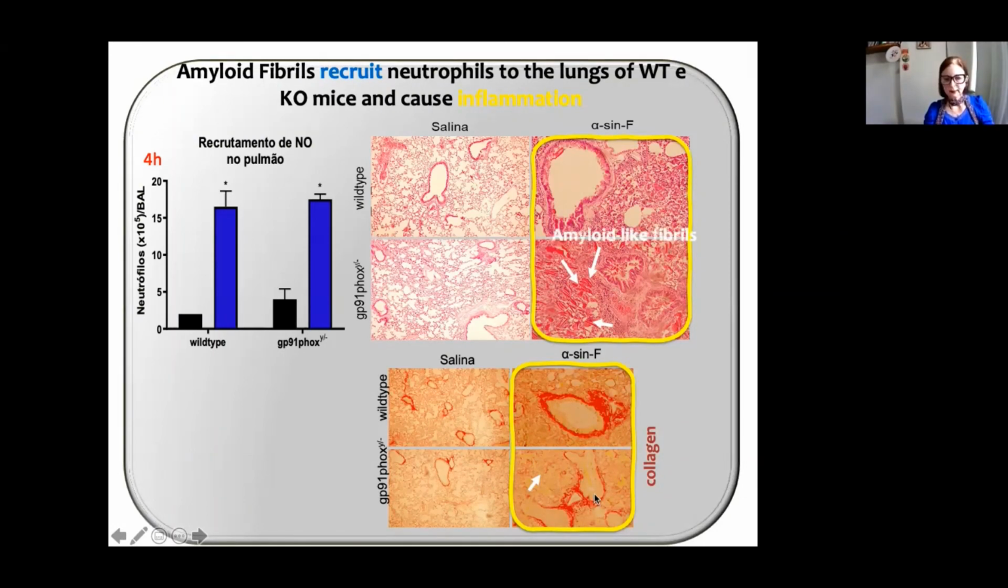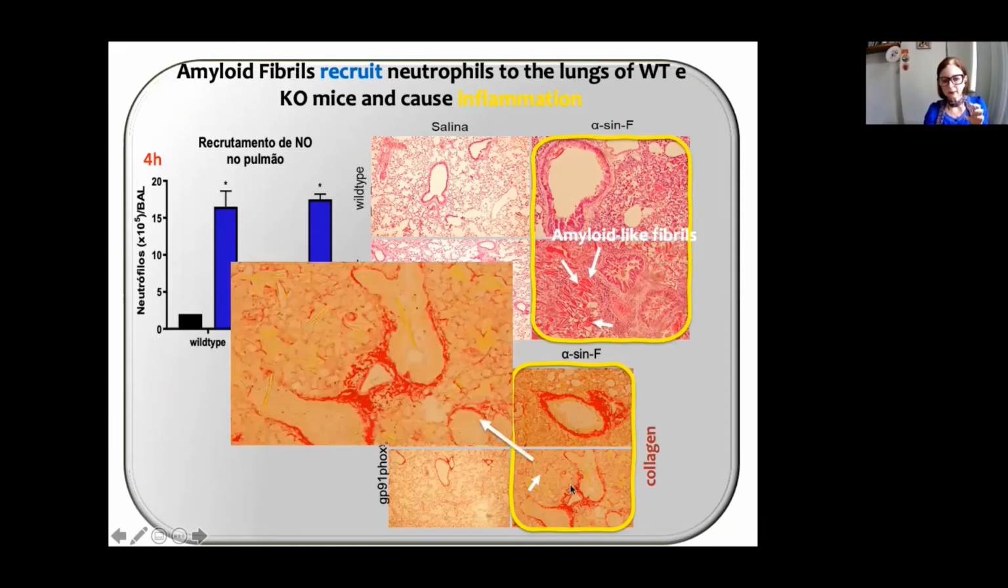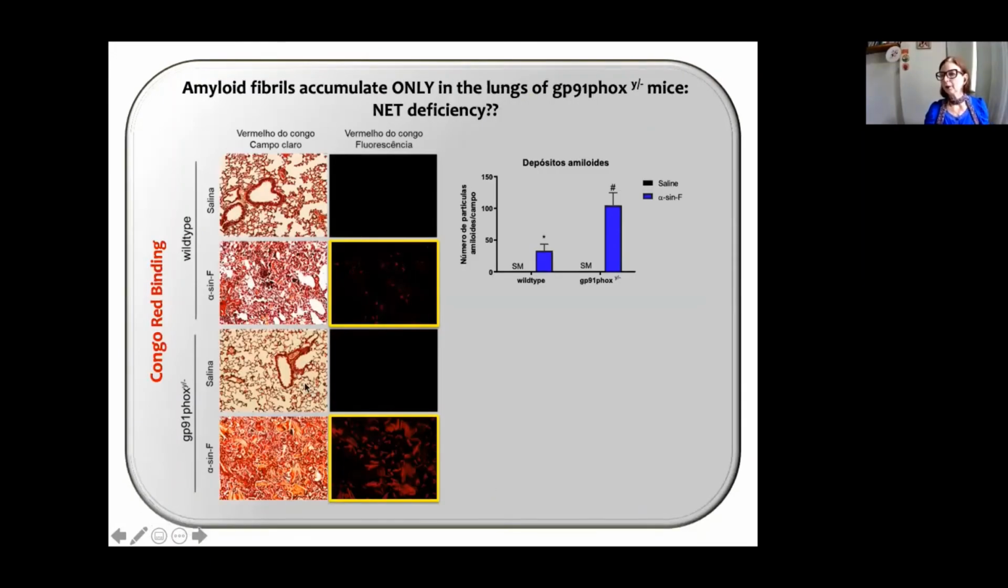But one thing that we noticed is the presence of this structure here, much more abundant in the knockout animal, that was almost completely absent in the wild type mice. Just to expand the image a little bit, you see these yellow sticks here when we stain for collagen, which were only present in the knockout mice. And so we thought probably these animals, since they cannot release net, are accumulating these fibrils.